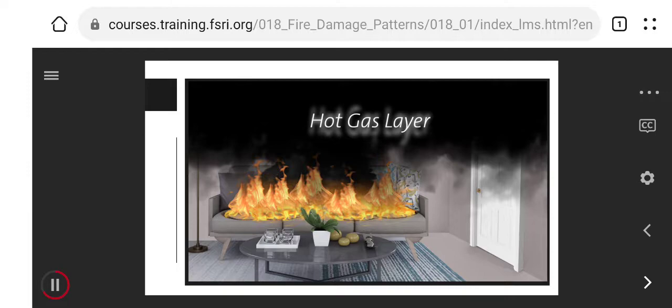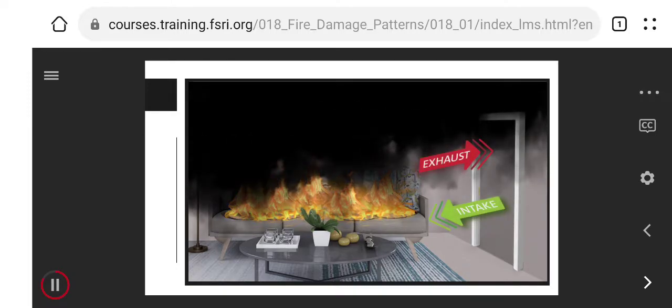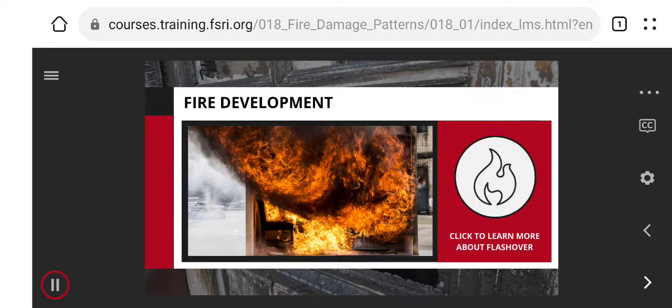As the fire's heat release rate increases, the depth of the hot gas layer will increase. If the door to the compartment remains closed and there is no other oxygen source, the fire will begin to decay and may self-extinguish. If the compartment's door is open, the hot gases will escape through the upper portion of the door, while fresh air flows into the compartment through the lower portion of the door. This influx of oxygen will cause the fire's heat release rate to increase, and flashover will likely occur.